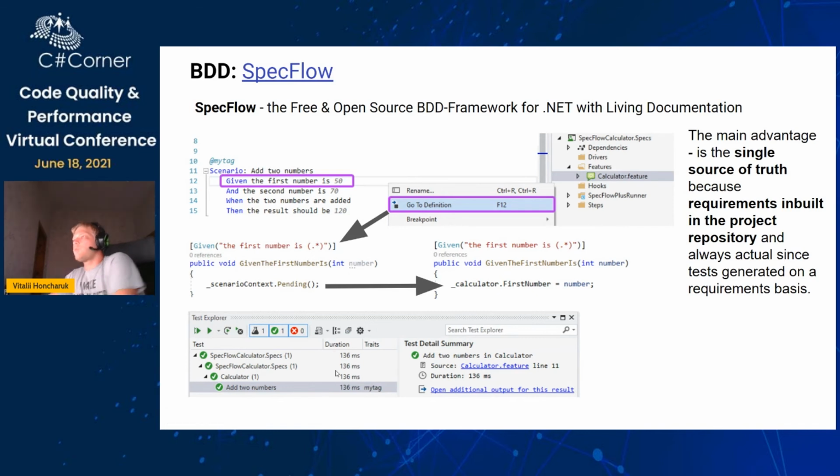Yeah, so the main advantage is a single source of truth, because requirements will be built into the project repository, and are always actual, since tests are generated on the requirements basis. As we see, here are requirements written in Gherkin syntax, and here we have already tests. It's a step for a test, and we will have a lot of steps, and we will have tests, and to satisfy these tests, we should have correct logic.